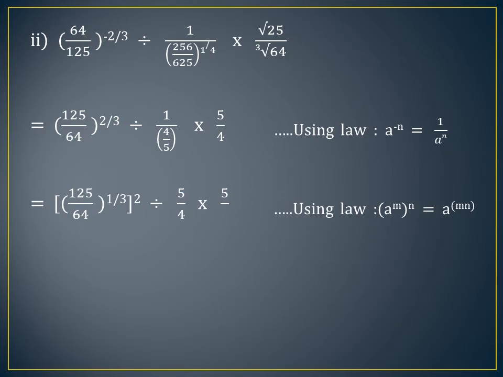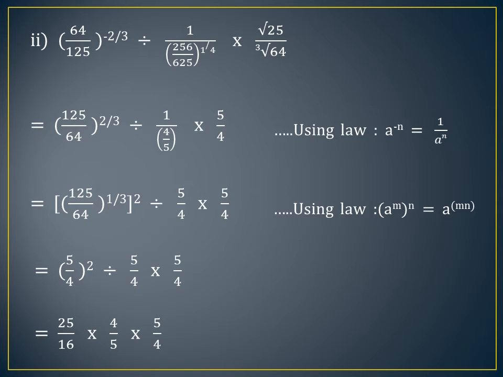Similarly, like we solved in the previous question, it will be lengthy to solve if we write it as 125 upon 64 the whole square whole raised to 1 upon 3. So we write it as 125 upon 64 the whole raised to 1 upon 3 and then the whole bracket raised to 2 divided by 1 upon 4 upon 5, which is 5 upon 4 into 5 upon 4. Now the cube root of 125 and 64 will be 5 upon 4. So 5 upon 4 the whole raised to 2 divided by 5 upon 4 into 5 upon 4. So that is 25 upon 16.